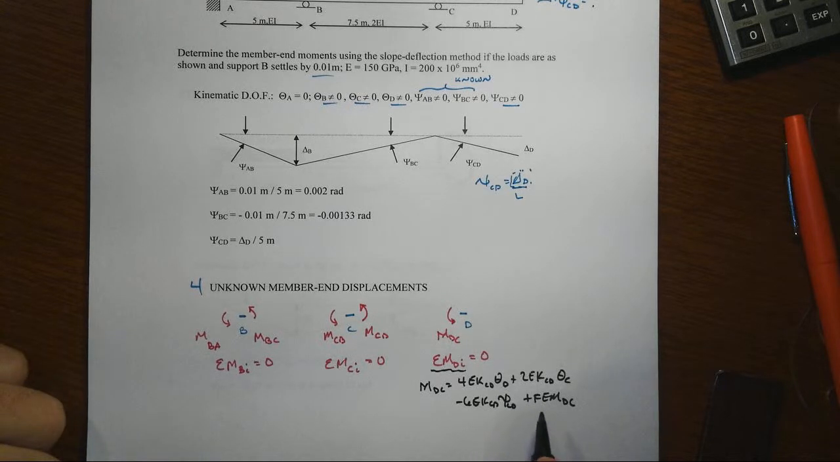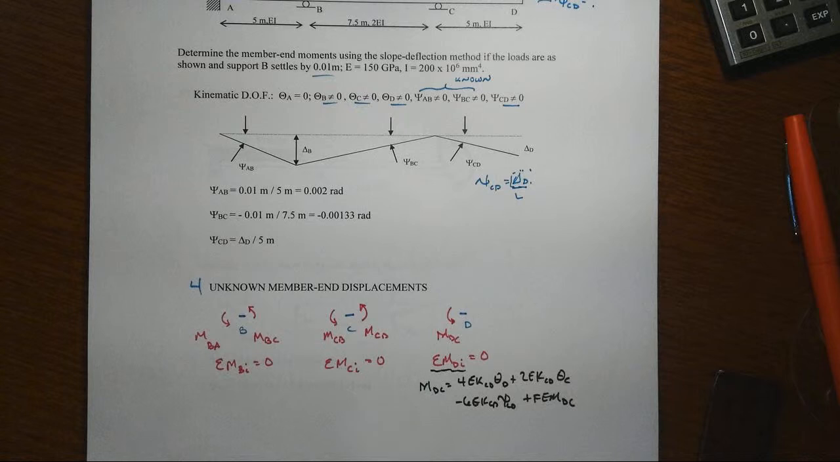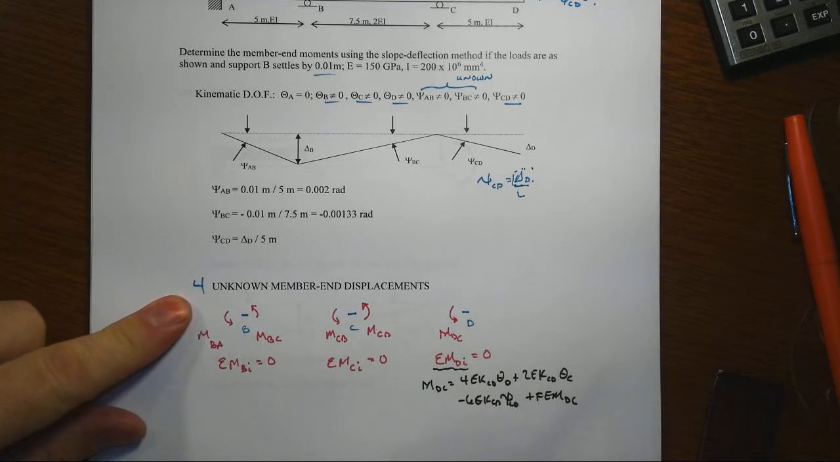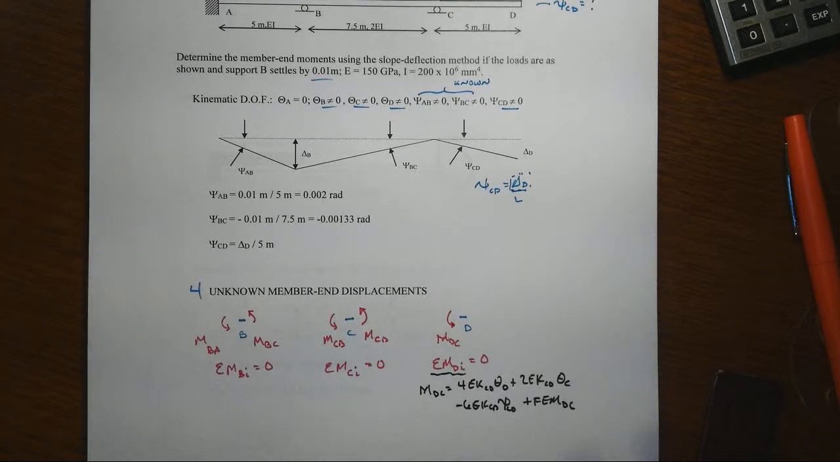But wow, this is an equation that has 1, 2, 3 of our kinematic degrees of freedom in it, and that's a pretty crucial one to have. But still, we only have 1, 2, 3 equations, and we have 4 unknowns. We need one more. When you have this unknown amount of sway, here's the one spot where you have to be creative, and that is to figure out how to look at the member such that you'll get another equilibrium equation that involves a member end moment.